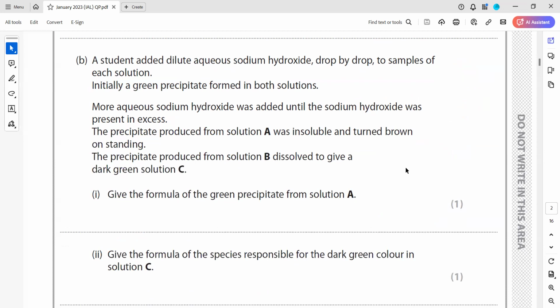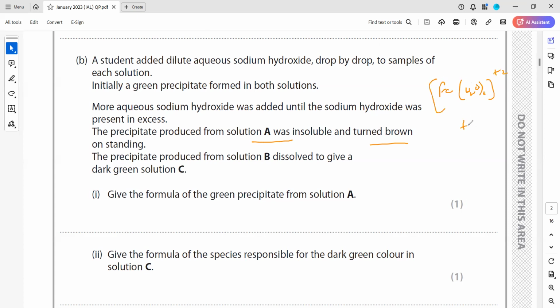The next: a student added dilute aqueous sodium hydroxide drop by drop to samples of each solution. Initially a green precipitate was formed, and more aqueous sodium hydroxide is added until the sodium hydroxide is in excess. The precipitate produced from solution A is insoluble and turns brown on standing. This gives an indication that it was iron 2, because first it was an iron 2 solution.